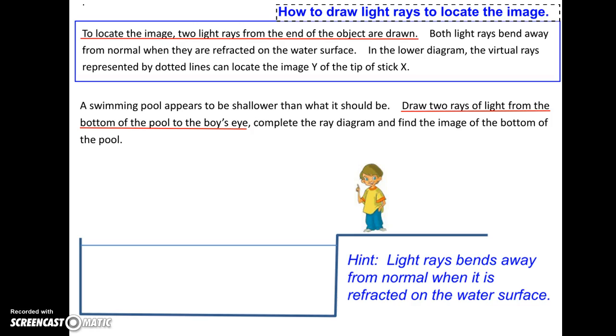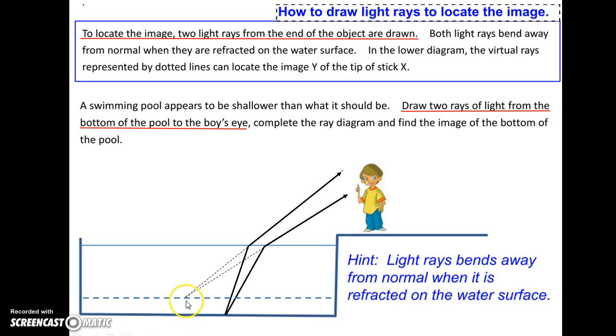We use the same scale again, and this time you may imagine there is a very small cone here on the bottom of the pool. And the light ray goes this way, so that the boy may think that the light rays come from this point, which is an image. And so the whole bottom of the pool will appear here, which is the image of the bottom of the pool.